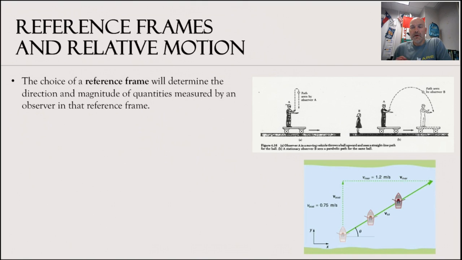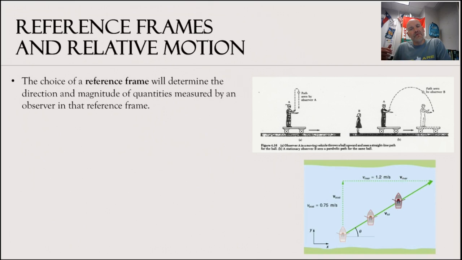So if you look at this top picture with the person on, let's say, a skateboard, to them, the ball will travel up and down, right? Because the ball is in their reference frame. And so it's just going to look like natural motion. It's going to go up and down.